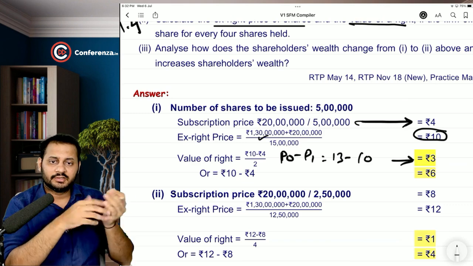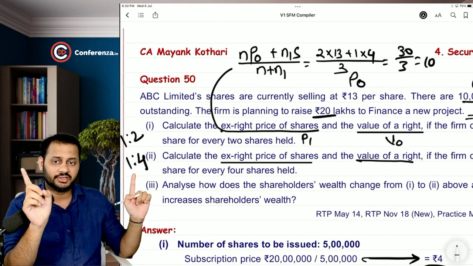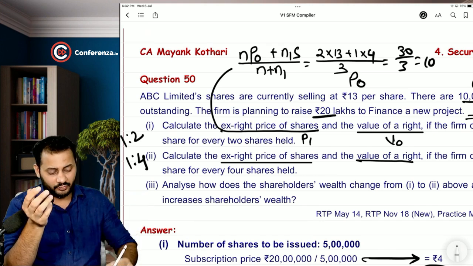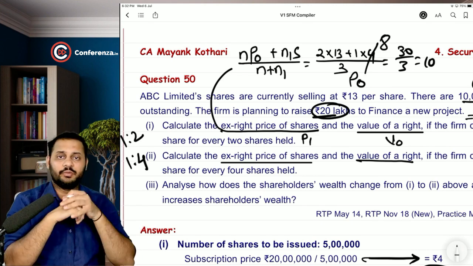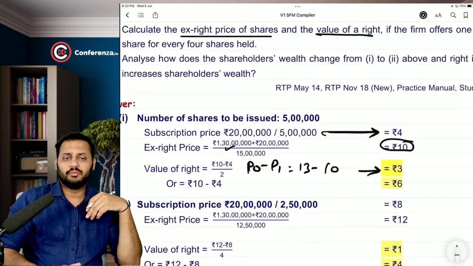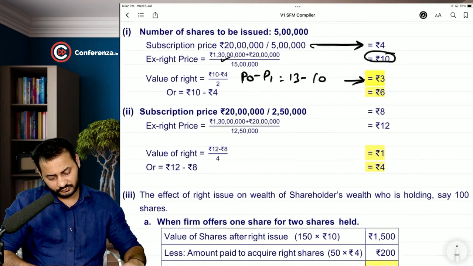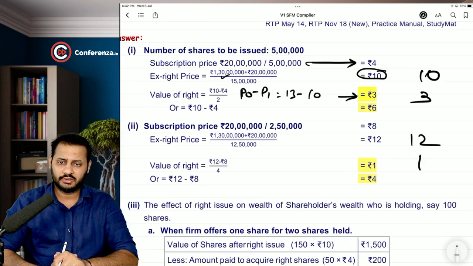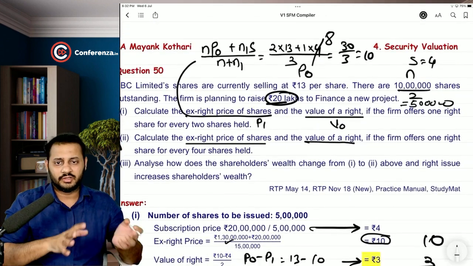Okay. In the second part also you are going to do the same thing. The only difference is you are now going to issue one share for every 4. So 10 lakh divided by 4 means 2,50,000 shares will be issued. And if you want 20 lakh rupees from 2,50,000 shares, your subscription price changes to 8 rupees per share. Now calculate both the things. So again, the price of the share is 10, value of the right is 3. And here the price is 12 and the value of the right is 1. That's it, simple. The third part is more important because the first two parts are like just put down the formulas and values, and you will get the answer.